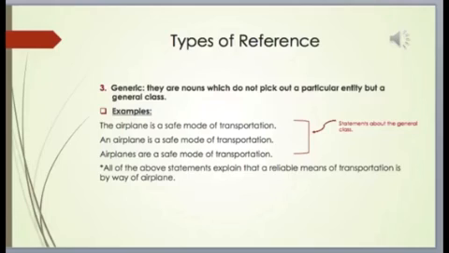And these are the nouns that don't pick out a particular entity but address a general class. So, for example, the airplane is a safe mode of transportation. An airplane is a safe mode of transportation. Airplanes are a safe mode of transportation, which are statements about the general class. In this case, what we mean to say is that an airplane is a reliable means of transportation.